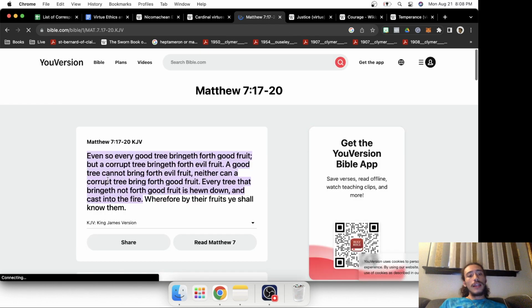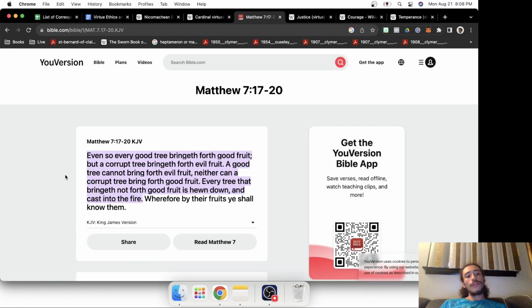This is prudence. Even so, every good tree bringeth forth good fruit, but a corrupt tree bringeth forth evil fruit. A good tree cannot bring forth evil fruit, neither can a corrupt tree bring forth good fruit. Every tree that bringeth not good fruit is hewn down and cast into the fire. Wherefore, by their fruits ye shall know them. Boom. That's the word. That right there is the seed to develop prudence. So if you want to develop prudence, meditate on this verse right here. Meditate on it. Wherefore, by their fruits ye shall know them.